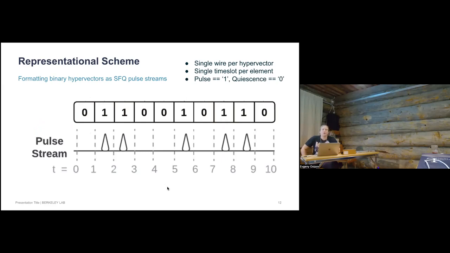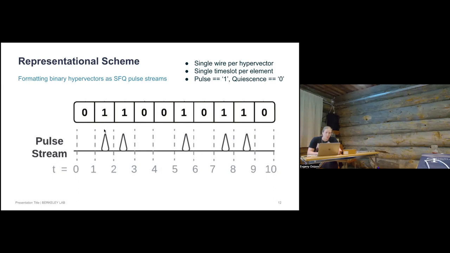So, formatting hypervectors as pulse streams. Here you can see we have some vectors stored in memory. And what we would like to get is the entire vector on one wire. So the idea here is, again, you have these reference signals set by some clock, and each window represents one element of the vector. So if your vector is n elements long, you're going to have an n cycle pulse stream to encode this vector.